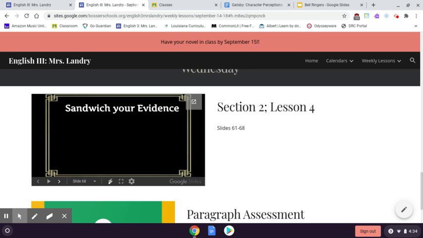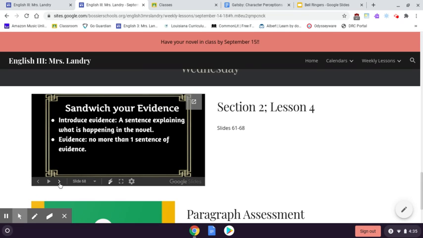And we need to remember to sandwich our evidence. So again, there's a sentence before the piece of evidence that explains what is happening in the novel. Your evidence, and again, your evidence needs to be no more than one sentence. I don't want a whole paragraph of evidence. And then you need to explain how your evidence supports your claim in 1 to 2 sentences.